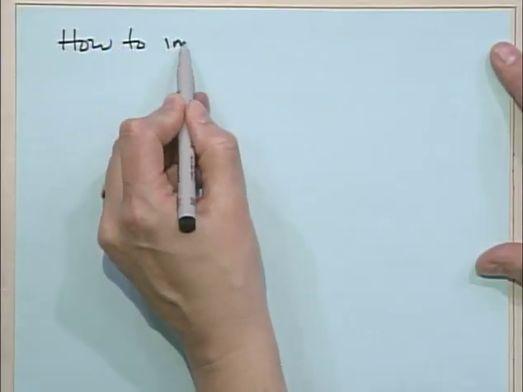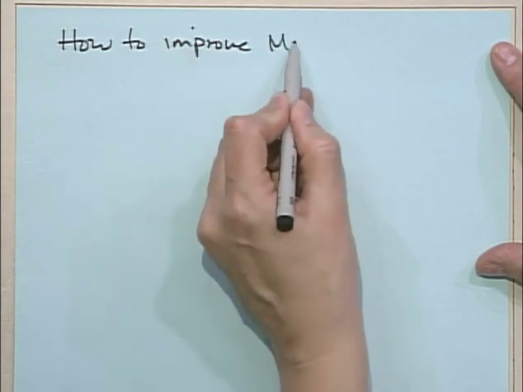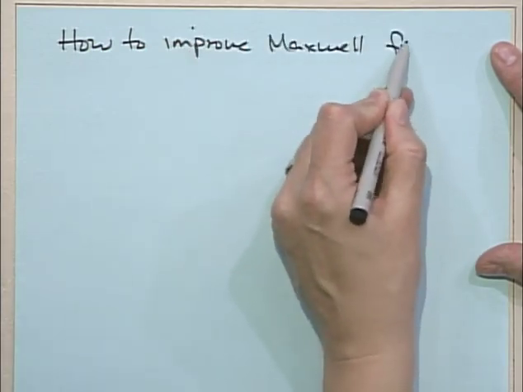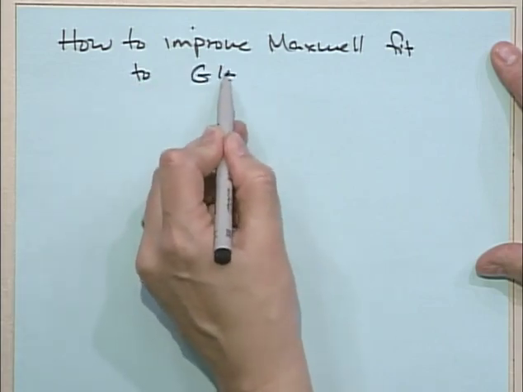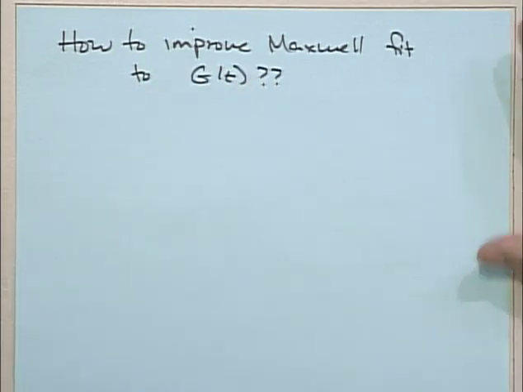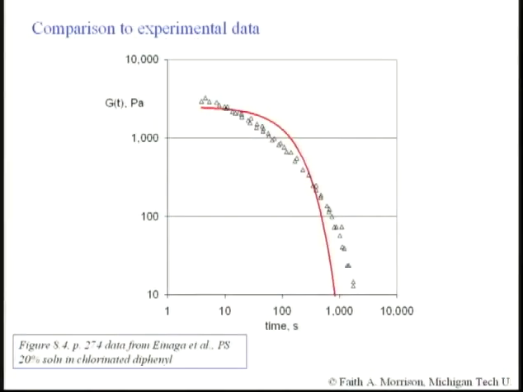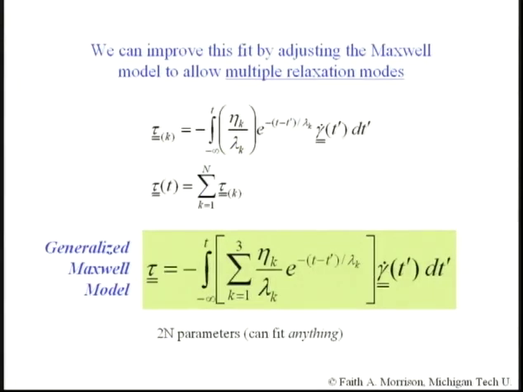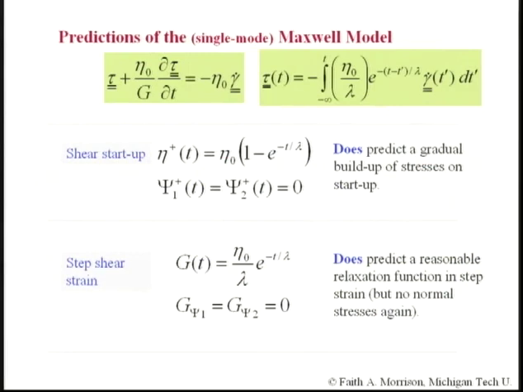So in asking the question, how to improve the Maxwell model fit to G of t, how can we improve that fit? And the answer comes from looking at this fit itself. This is a fit of this function, G of t equals eta naught over lambda e to the minus t over lambda. We can also write this as G e to the minus t over lambda, where G is equal to eta naught over lambda.